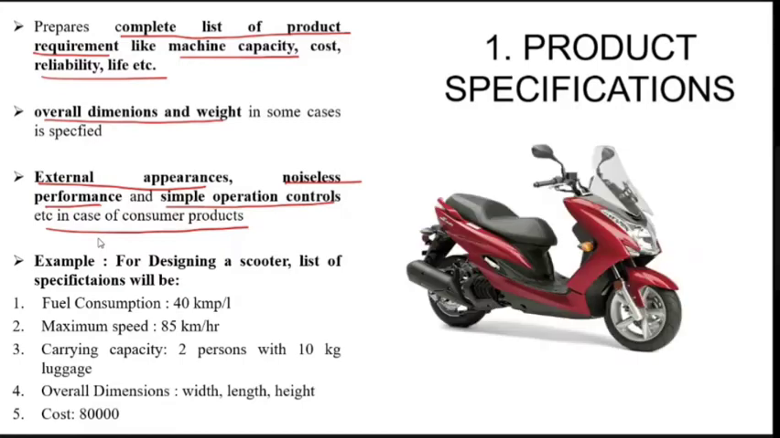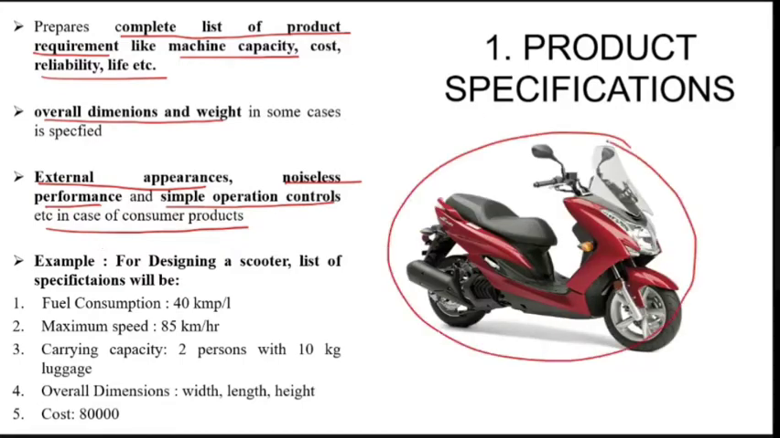So let us say you have to design this scooter, or this moped bike, right? Now, obviously this scooter will not be manufactured directly. Okay, it has to undergo the design process steps. So the first step, let us say, is product specification. So what are the product specifications you have to prepare while designing this particular scooter?